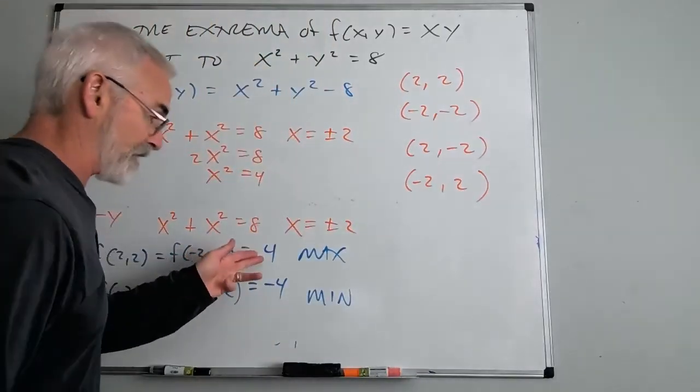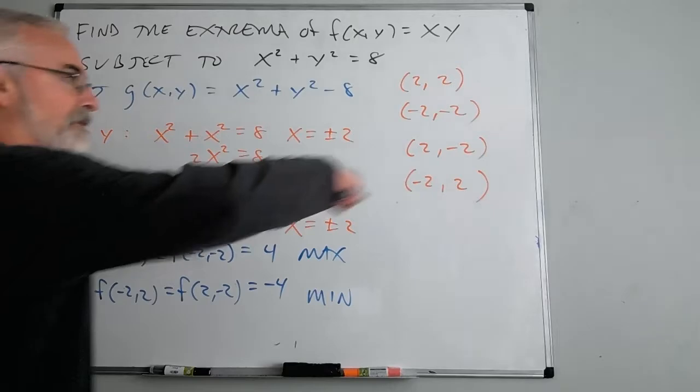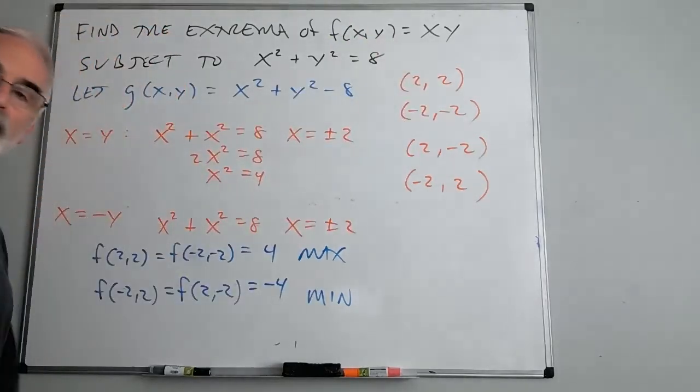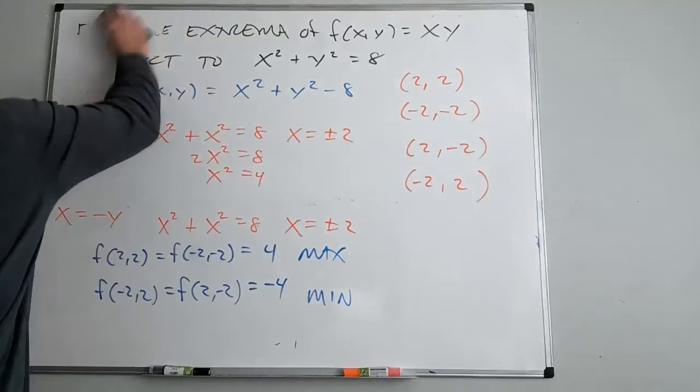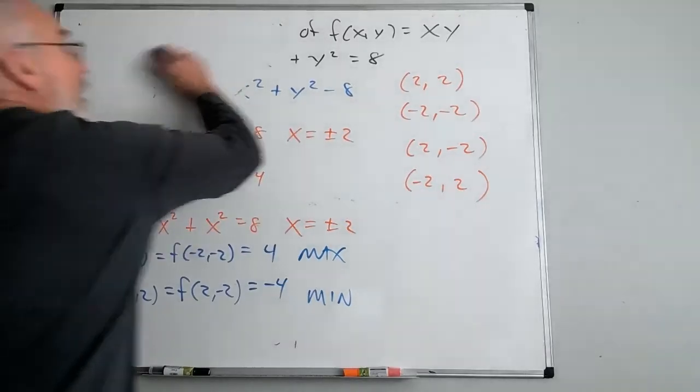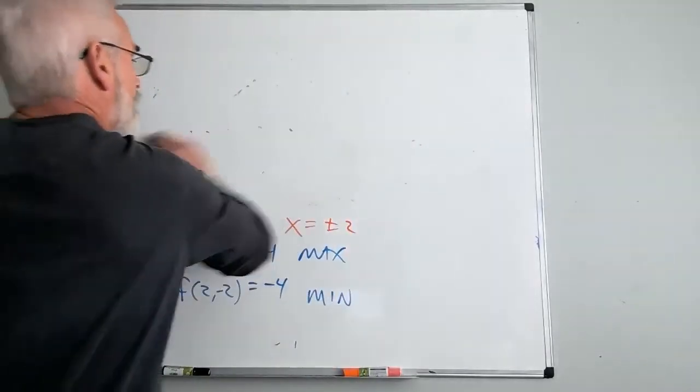The absolute maximum is 4. It occurred in more than one place. So this one here was a little bit of extra work because I had many different places. That doesn't make it harder. It's just interesting. Now let's do one where I have more variables, so it's a little bit more to think about.